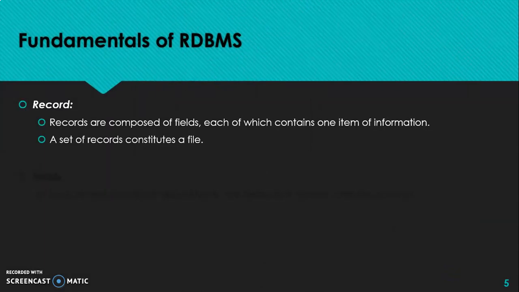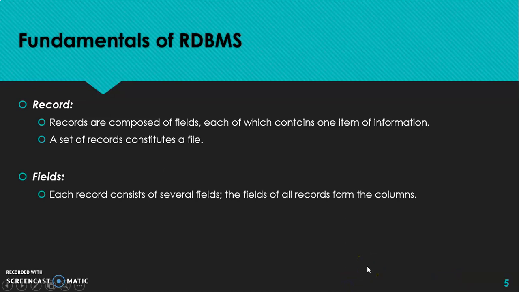Record. Records are composed of fields, each of which contains one item of information. A set of records constitutes a file. Fields. Each record consists of several fields. The fields of all the records form the column.